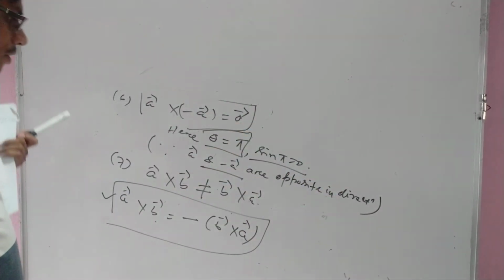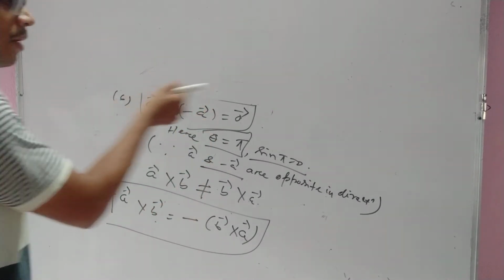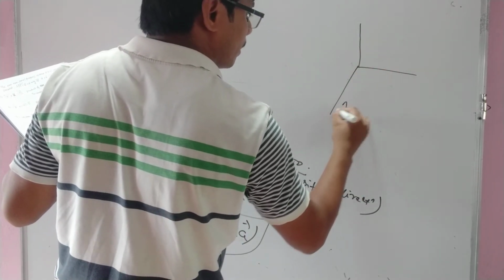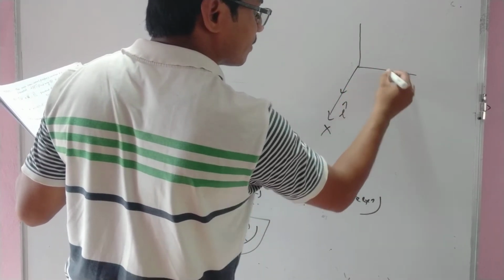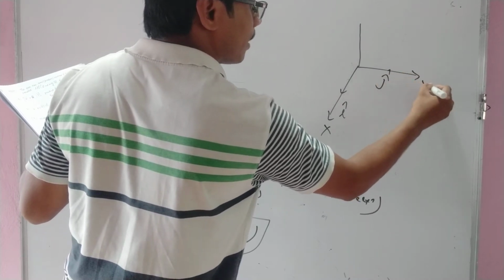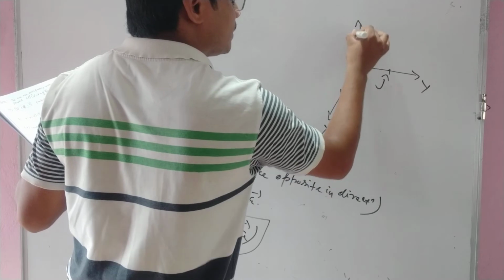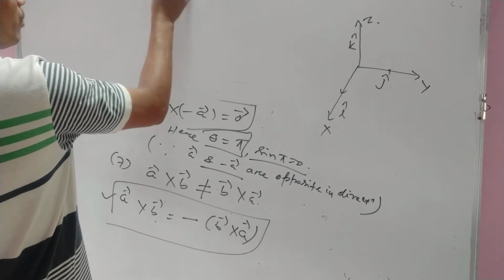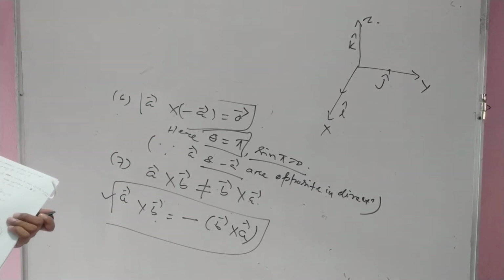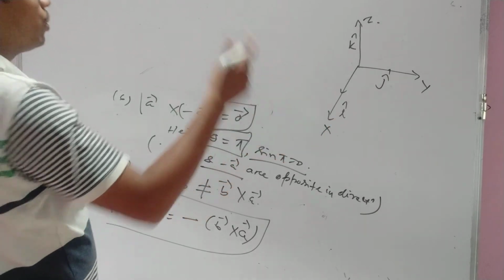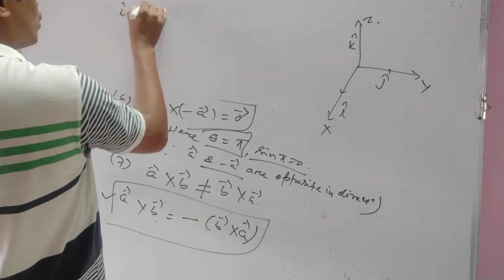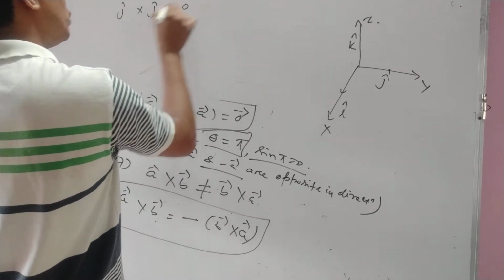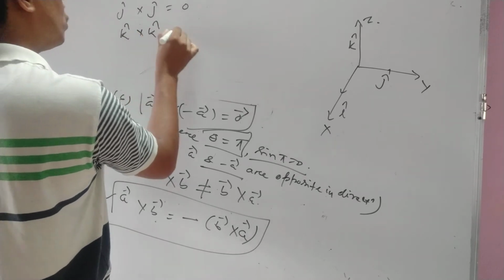With the help of these two conditions, we get some result about i cap, j cap, k cap. i cap is the unit vector along the x-axis, j cap is the unit vector along the y-axis, and k cap is the unit vector along the z-axis. From this we get some result: i cap cross i cap. We know the angle between two equal vectors is 0, so sin 0 is 0. So i cap cross i cap, j cap cross j cap, and k cap cross k cap are each equal to 0.